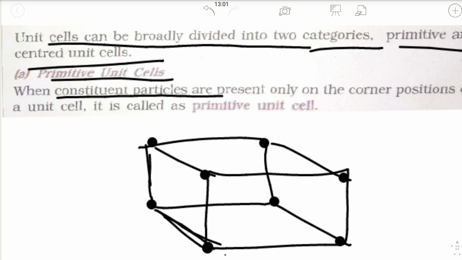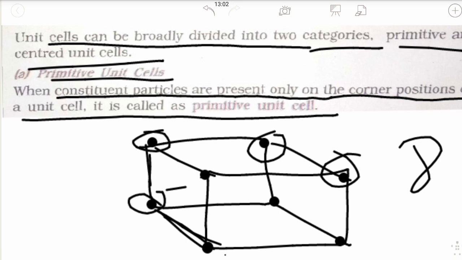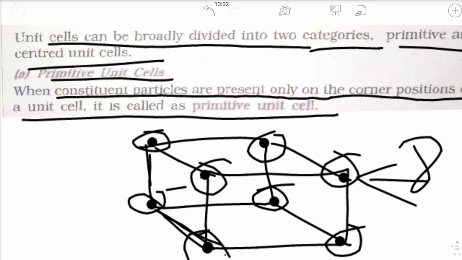When constituent particles are present only on the corner positions of a unit cell, it is called a primitive unit cell. We know that a unit cell has 8 corners. 1, 2, 3, 4, 5, 6, 7, 8. When 8 lattice points are present on its 8 corners, it is called a primitive unit cell.